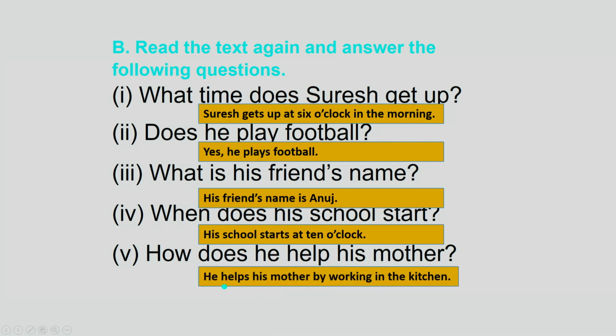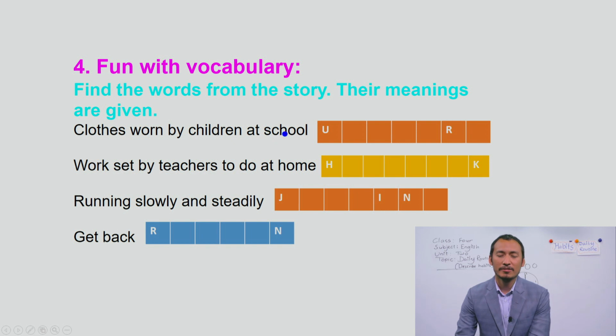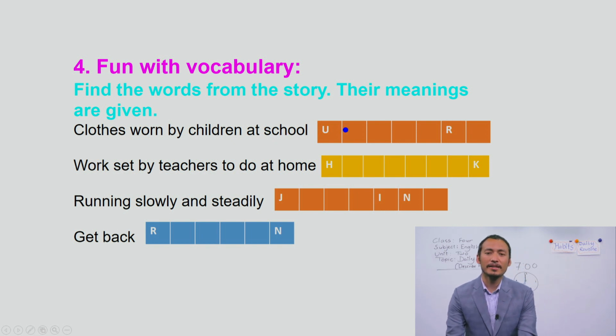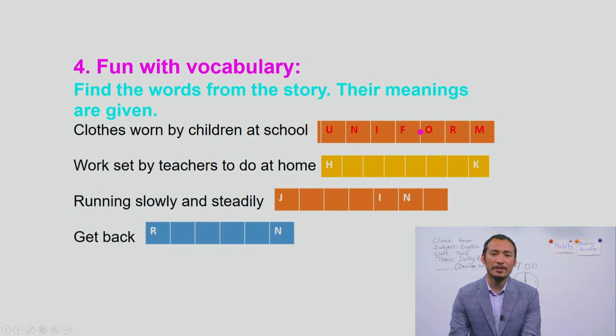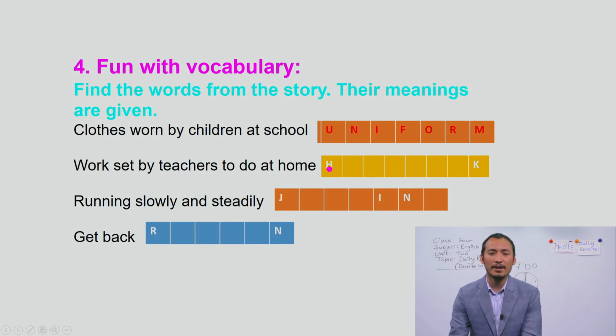Yes, you are correct. Now, let's go ahead with fun with vocabulary. What do you call the clothes worn by children at school? When you go to school, what do you wear? It starts with U. Can you guess? Yes, it's uniform. You are right. Work given by teachers to do at home. When the work is given to you for your home by a teacher, what do you call that? It starts with H and ends in K. Homework. Yes, you are right.